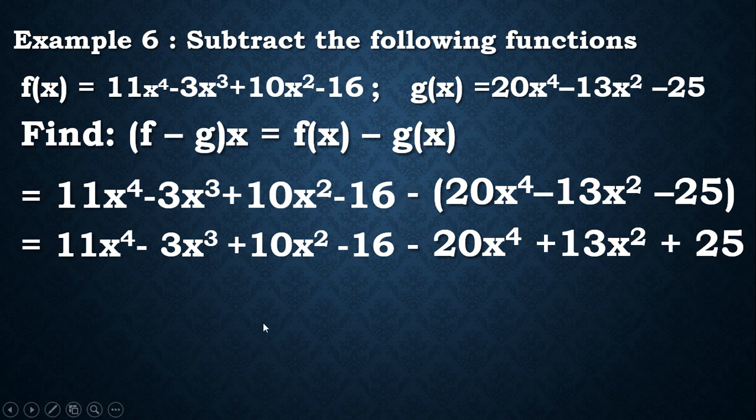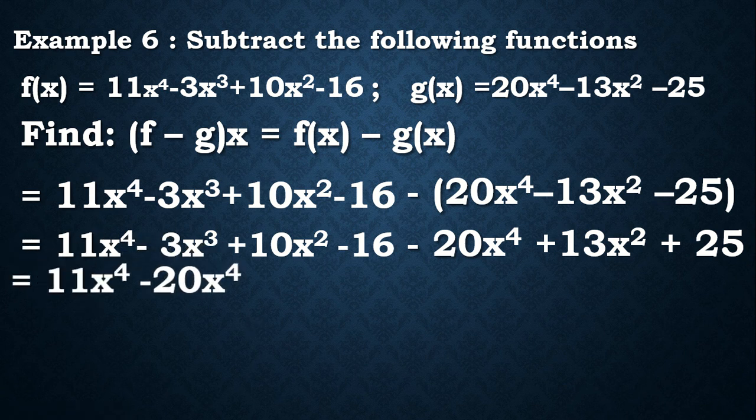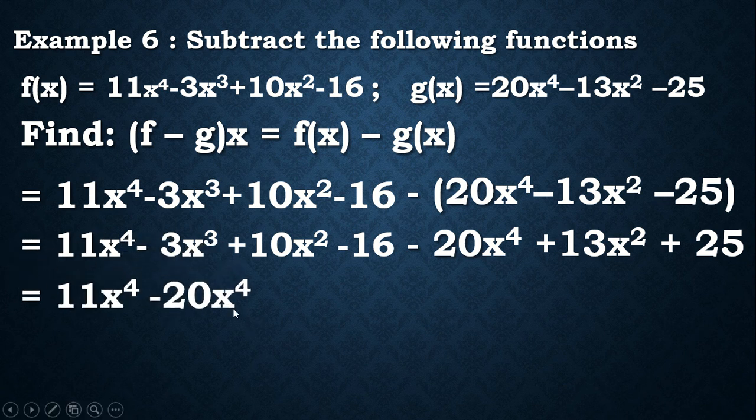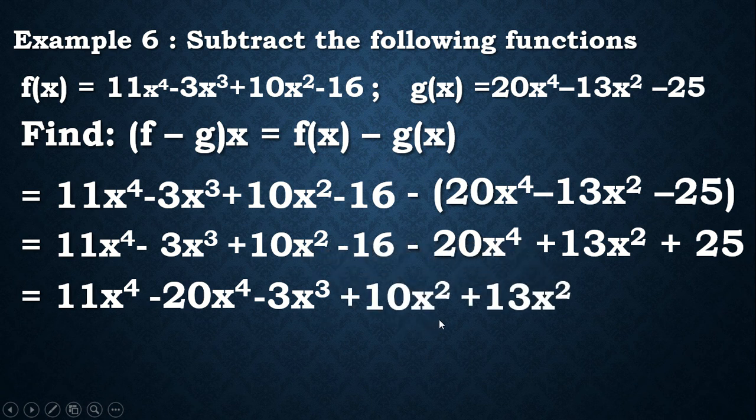And then we have to add like terms. We have to combine like terms. 11x to the fourth minus 20x to the fourth. Again, they are like terms because they have the same variable and the same exponent. And then bring down negative 3x cubed, followed by plus 10x squared plus 13x squared. Again, they are like terms. Same variable and same exponent. Followed by negative 16 plus 25, the constant.